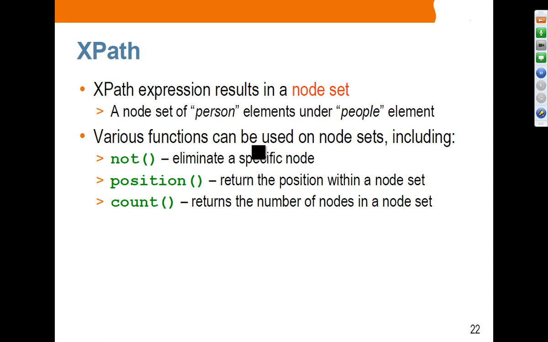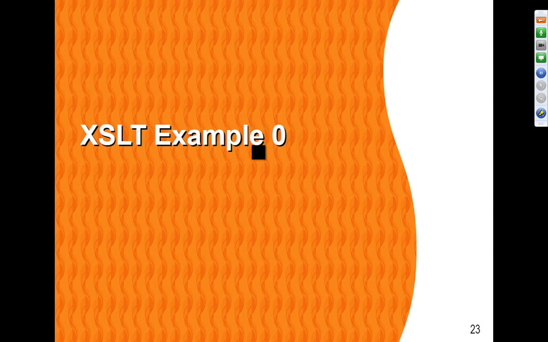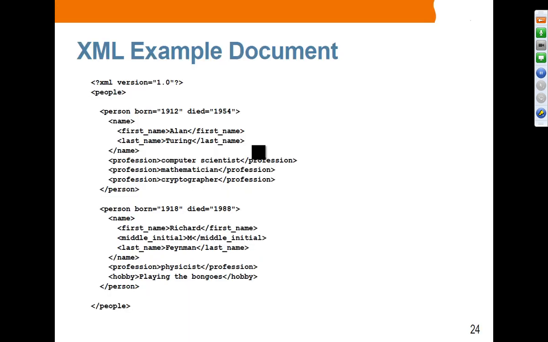So we have learned the concept of node set, right? Okay, so I'm just going to move forward. Alright, now we are moving forward with examples. Alright, so let's do example 0. Again, this is the same XML document, the example document that we are going to use as the input document. So what we want to do is transform this input document into something else. This is the same XML document we have seen in the previous presentation.